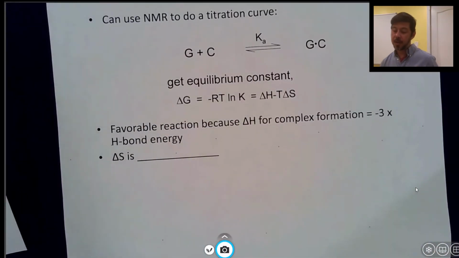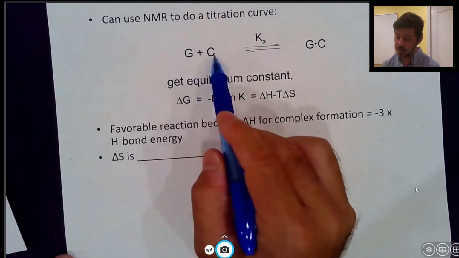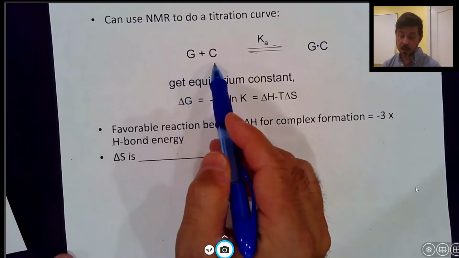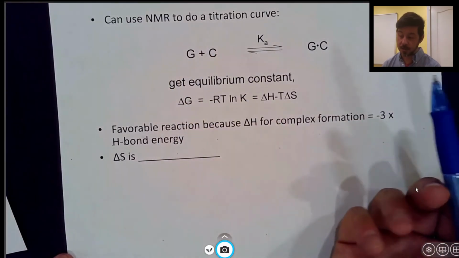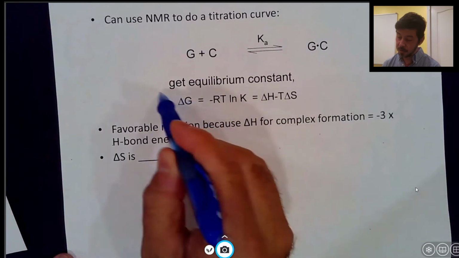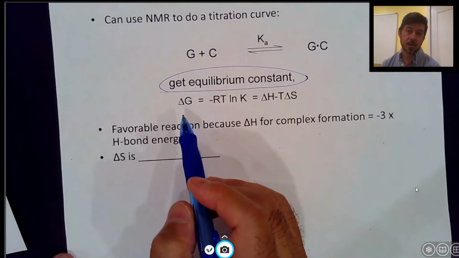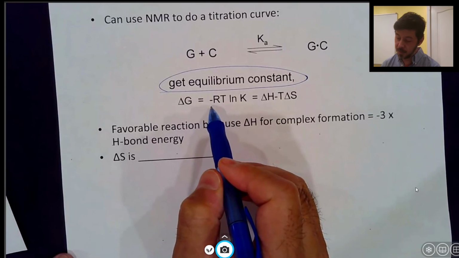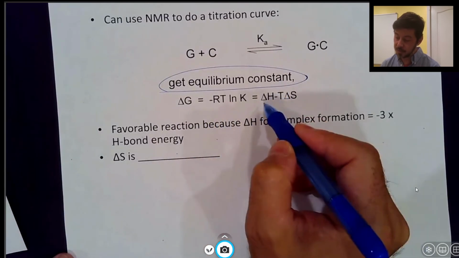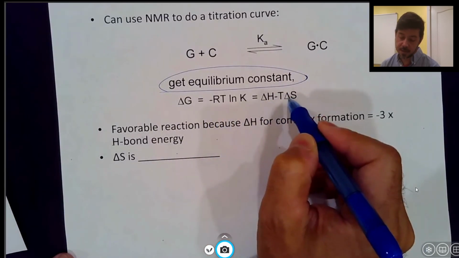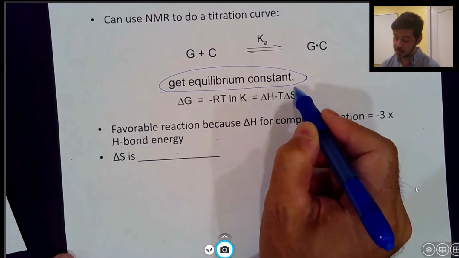The other cool thing about NMR is that not only can it be used to characterize your compounds and look at hydrogen bonds, but you can also do a titration curve and measure an association constant between G and C, for example, or a short oligomer with its complement strand. You can get an equilibrium constant, and you learn all these great equations in thermodynamics. So delta G is equal to minus RT ln K, which is also equal to the change in enthalpy minus T times delta S, the change in entropy.